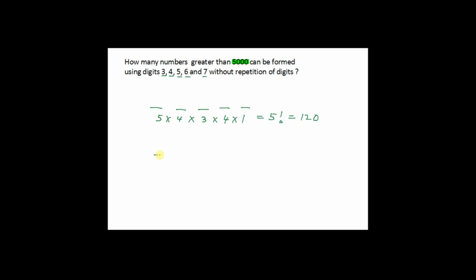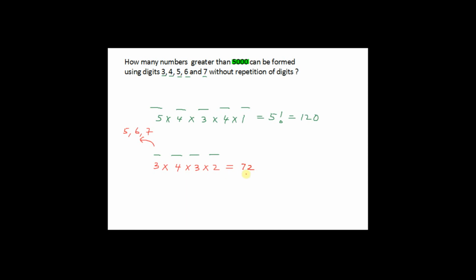You also can form a 4-digit number. Now to form the 4-digit number, to get a number greater than 5,000, you have to choose either 5, 6 or 7. So you have 3 choices here. After you choose one of these numbers, you have 4 numbers left. Then after choosing one of these numbers, again you have 3 left, then you have 2. So if you press the calculator, this equals 72.